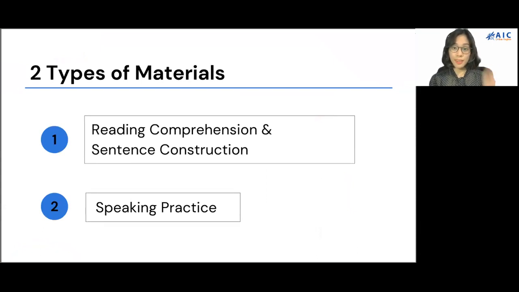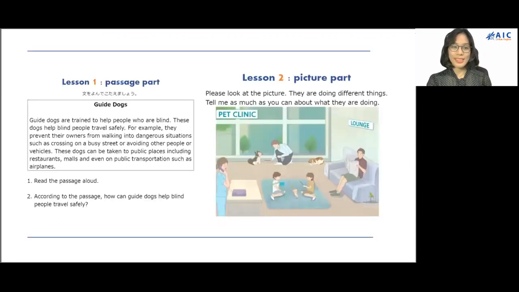In our course, there are two types of materials. One for the reading comprehension and sentence construction, and two for the speaking practice. So let's call it Material 1 and Material 2. Let's have some samples. So here is a sample of Material 1.